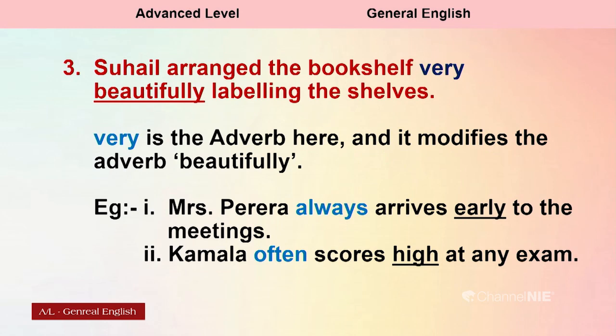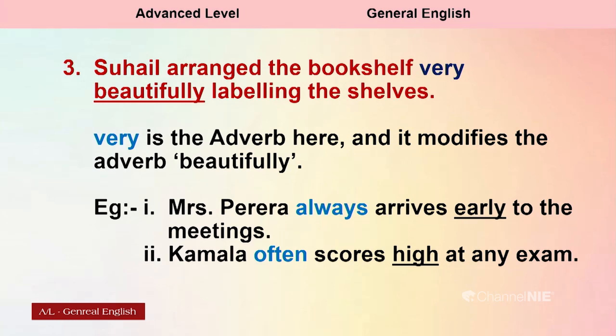Mrs. Pereira always arrives early to the meetings. So, that is the habit, always arrives. It is a sequential adverb, always. We are going to discuss those things in our later slides. We will do that, and till that time just learn Mrs. Pereira always arrives early to the meetings. Next one. Kamala often scores high at any exam. Right? So, high is the adverb, and again often refers to the number of times that something happens or is done. Right? So, when I explain what a sequence adverb is, you will be able to understand these things, and remember that always and often are sequential adverbs.